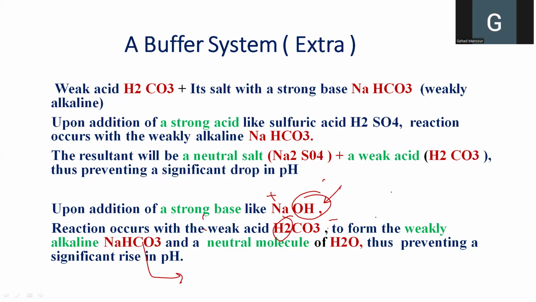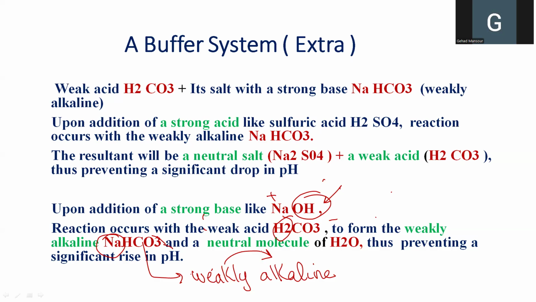So in such a case, we get a neutral molecule, which is water, and sodium bicarbonate. Sodium bicarbonate is considered to be weakly alkaline. Why is it weakly alkaline? Because it comes from a weak acid and a strong base. So the base is stronger, so it's not neutral, but tending to be alkaline.